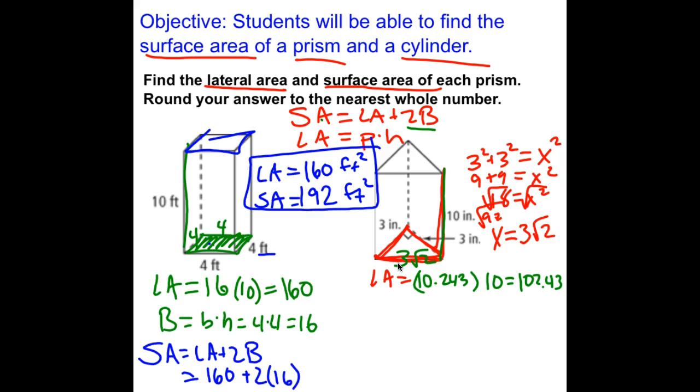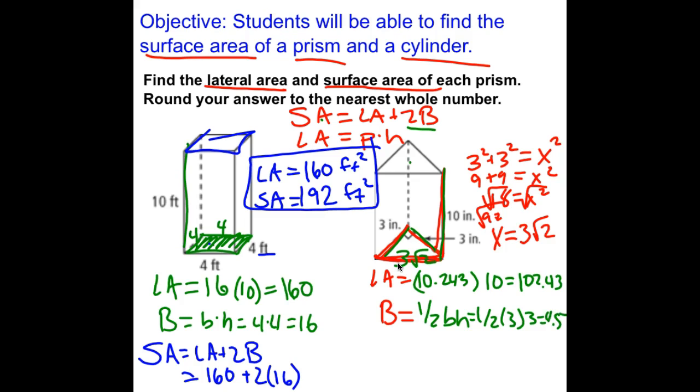The next thing we need to do is move on to our base. The base is a triangle. If you remember your formula for a triangle, it's 1/2 base times height, and the base and the height have to make a right angle. Those are my two 3s. So I go 1/2 times 3 times 3, and we get 4.5 for the base.